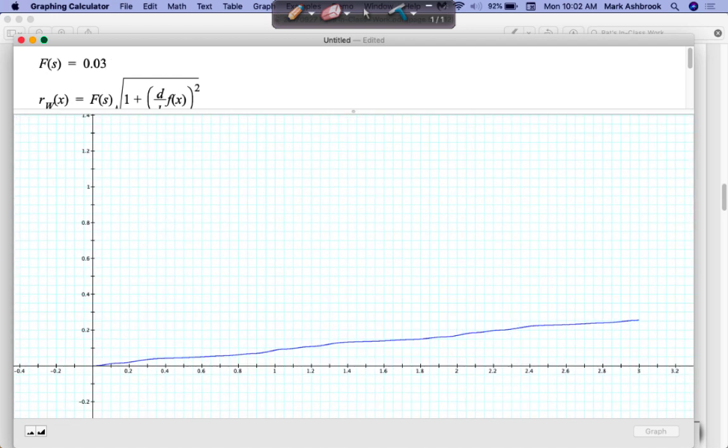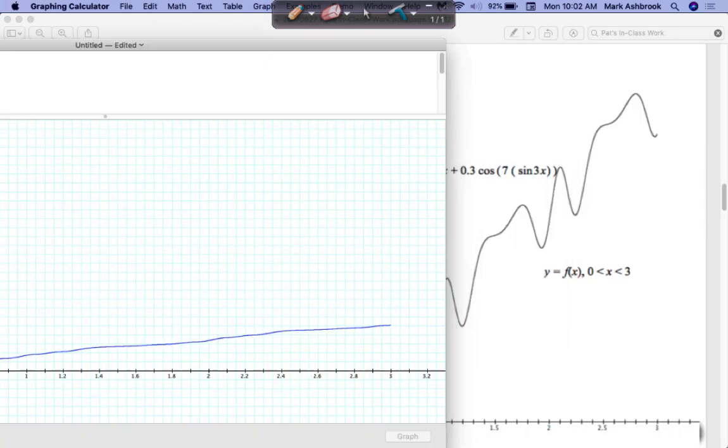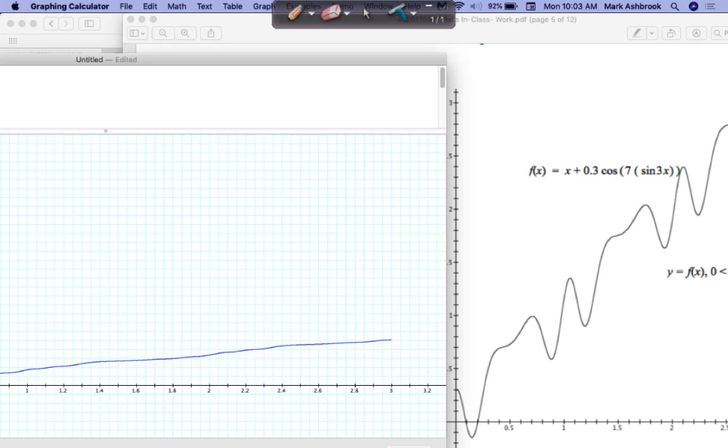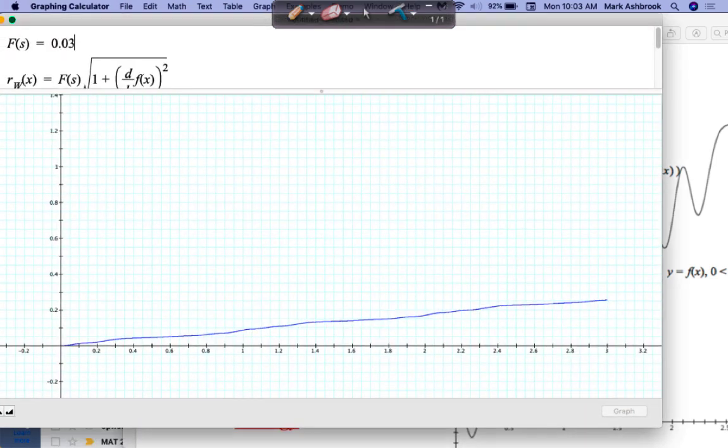So, and it's a little bit wavy because for some values of x, the ant does a lot more work. So say as x changes from 0.2 to 0.3, for that change in x, the ant does a lot more work because it has a lot more distance to cover than say from 0.3 to 0.4. Its increase in work is going to be less because it's not covering as much ground for that change in x. But it's always going to go up. It's always going to be positive, accumulating positively. So that's the work profile.